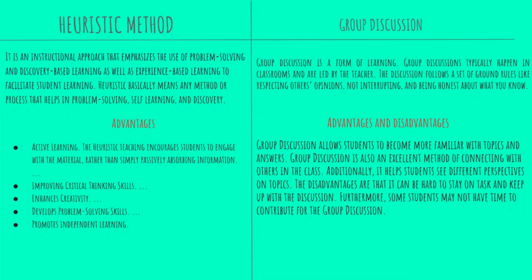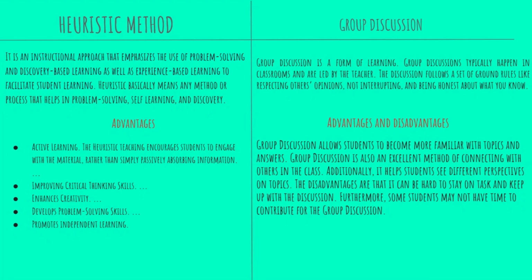Advantages. Active learning. The heuristic teaching encourages students to engage with the material rather than simply passively absorbing information. It improves critical thinking skills, enhances creativity, develops problem solving skills, and promotes independent learning. Group discussion. Group discussion is a form of learning. Group discussions typically happen in classrooms and are led by the teachers. The discussion follows a set of ground rules like respecting others' opinions, not interrupting, and being honest about what you know. Let's see about some pros and cons of the group discussion.